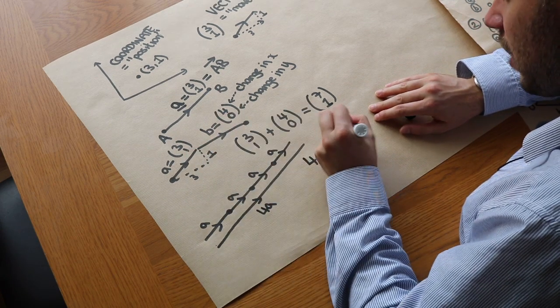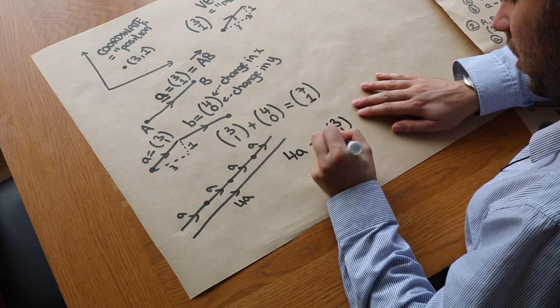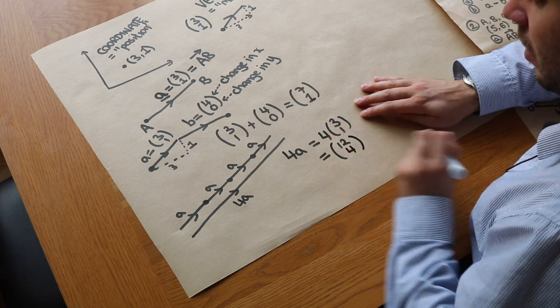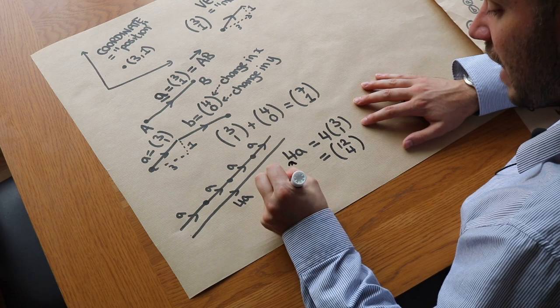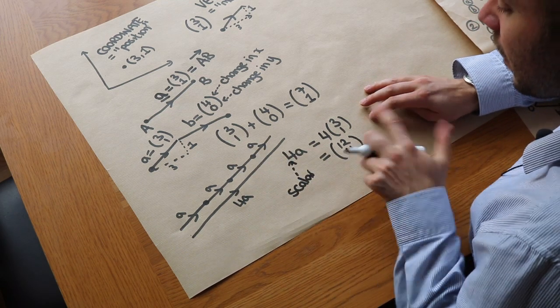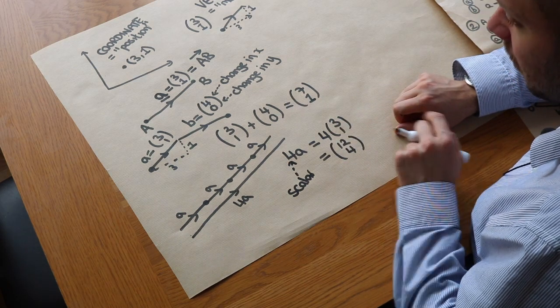So it'd be 4 times (3, 1). So we times the 3 by 4, which is 12, and we times the 1 by 4, which is 4. So whenever we scale a vector, and this, by the way, is known as a scalar. So a scalar is just a number which scales a vector. Then we multiply each of the numbers in the vector by that number.